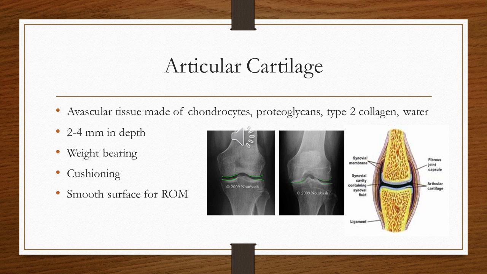Articular cartilage is avascular tissue made of chondrocytes, proteoglycans, type 2 collagen, and water. It is about 2 to 4 millimeters in depth. It is for weight-bearing and cushioning purposes, and is the smooth surface for range of motion activities of the knee joint. To your right is the picture depicting the synovial membrane, which secretes synovial fluid that basically just bathes the cartilage and brings it various nutrients that it needs.